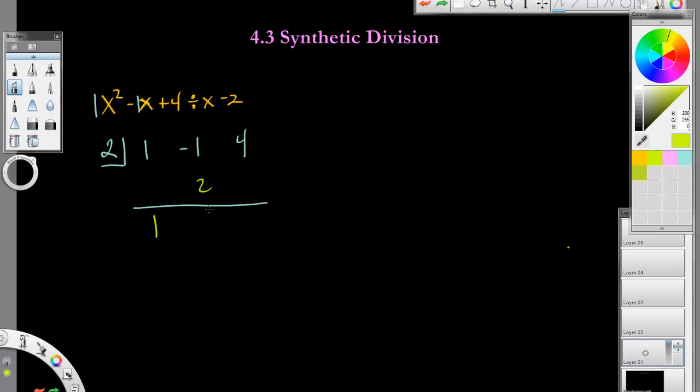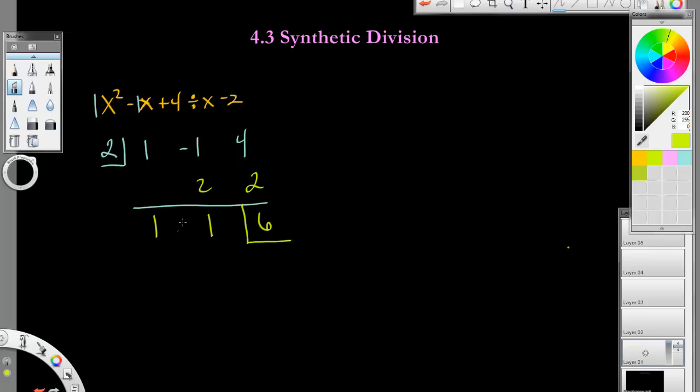So we add this, and that would be 1. And then we do 2 times 1, this 1, and get 2. All right, so that was 2 times this 1, and you got that 2. And we add this up and get 6. And when you're done, usually you put this little bracket on there like that. So that's how a synthetic division problem normally looks.